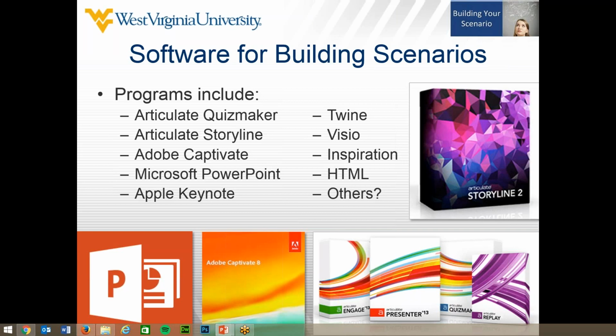Some other software, we went over Captivate. In PowerPoint, you can make branching scenarios. You can make images that are clickable, so you can have an image lead to one slide and then click on another image and it leads to another slide. Apple Keynote is basically Apple's version of PowerPoint, so it's possible there too. And then there's software like Twine, Microsoft Visio, Inspiration, and you could design your own HTML pages and make them into branching scenarios. So there are many possibilities.